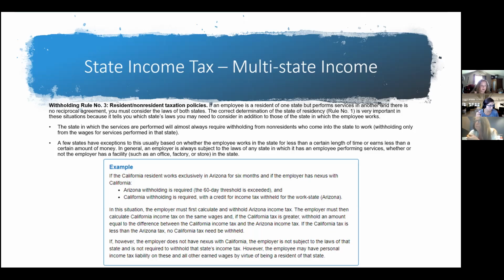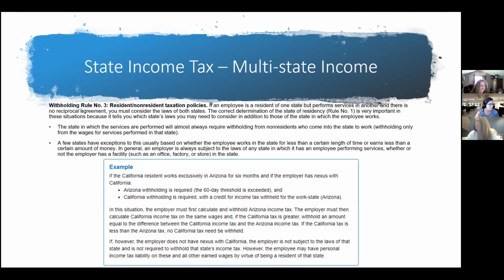So if this person is in Arizona for 6 months, then the 60-day threshold for Arizona is exceeded. And California also wants their withholding because that is where the employee lives. Now, because they're going to pay some to Arizona for where they're working, they get a credit in California for what they paid to Arizona. Okay.